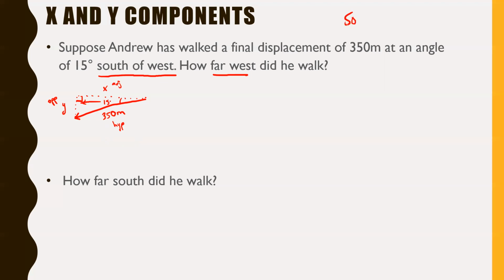If you think of trigonometry, you think of SOHCAHTOA. SOHCAHTOA, it's always useful to write that down. If we're looking for the west proportion of this, that's our adjacent side. And we already have our hypotenuse. Since it's adjacent and hypotenuse we're going to worry about cosine, because cosine is adjacent over hypotenuse. So let's write that out. Cosine of our angle, so cosine of 15 equals adjacent, which is X, over the hypotenuse, which is 350. To solve for X, we just need to multiply by 350 on both sides. So 350 times cosine 15 equals X.